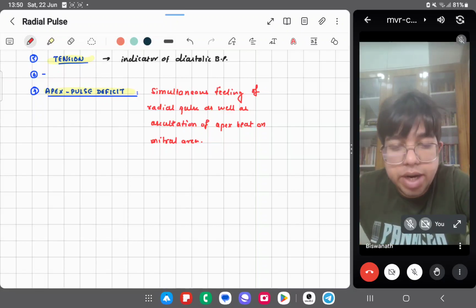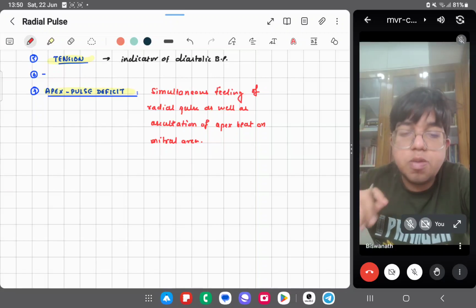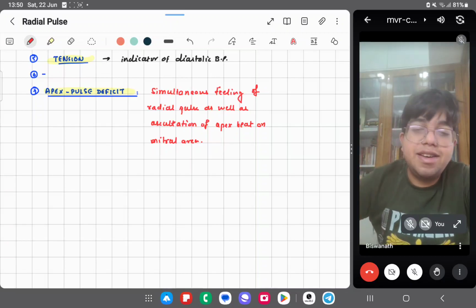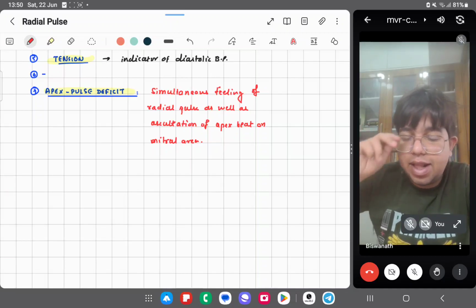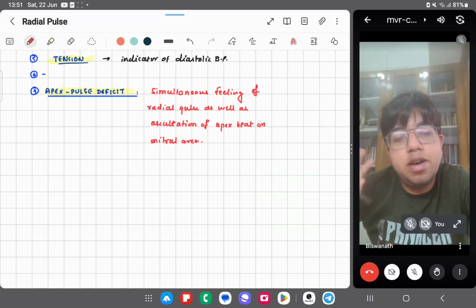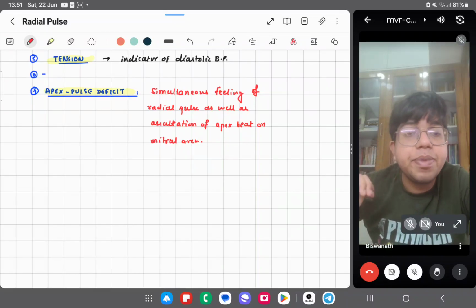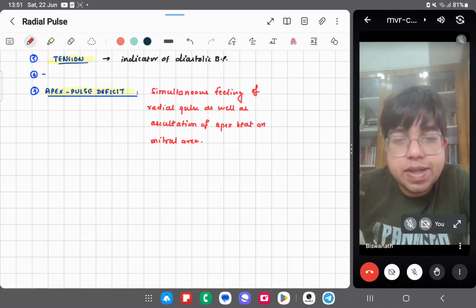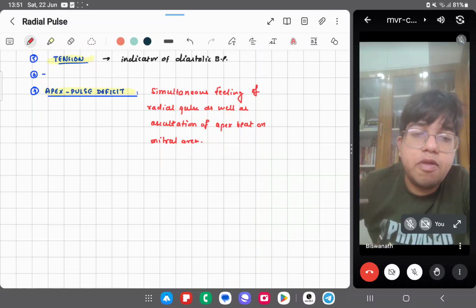dash per minute, 60 to 100. Just put the range between 60 to 100 since you are in first year. Okay, and if you're in clinical years, then you have to tell the exact number which you measured. Okay, 60 to 100 or any number you put, in the right radial artery. The rhythm is regular, normal force, normal volume and tension.